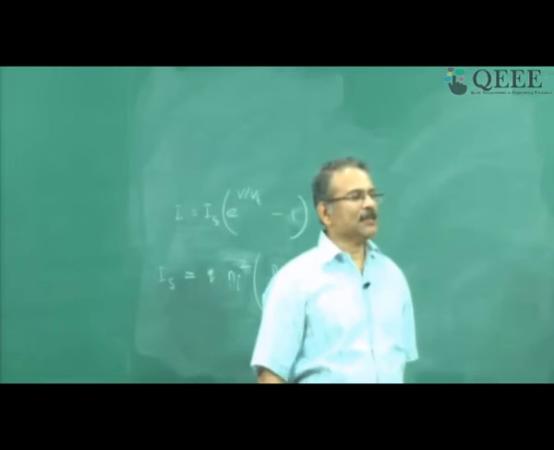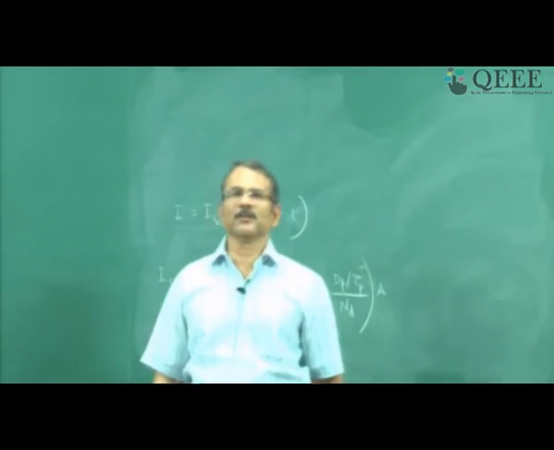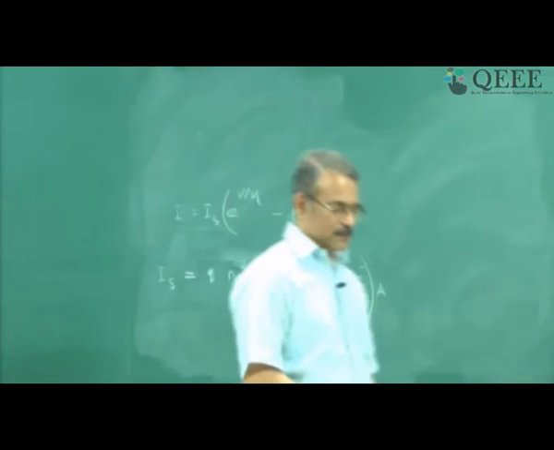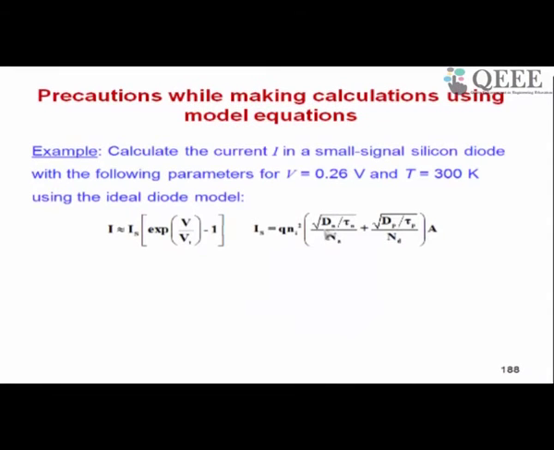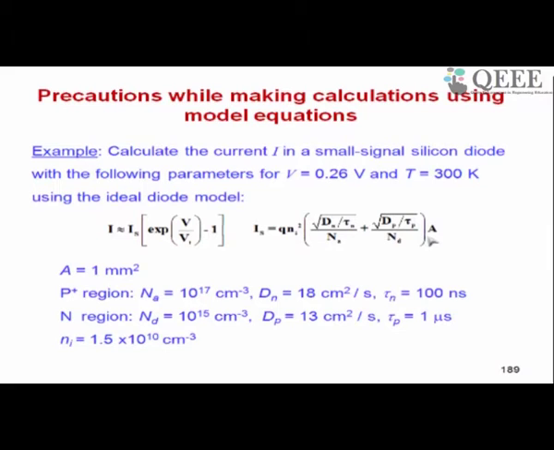Now let us make some calculations and see what precautions we should take while making calculations. Let us again take this diode model for calculation. Suppose the question is, calculate the current I in a small signal silicon diode with the following parameters. So parameters will be given now. For V equal to 0.26 volts, there is a forward bias of 0.26 volts, and T equal to 300 K room temperature using this model.